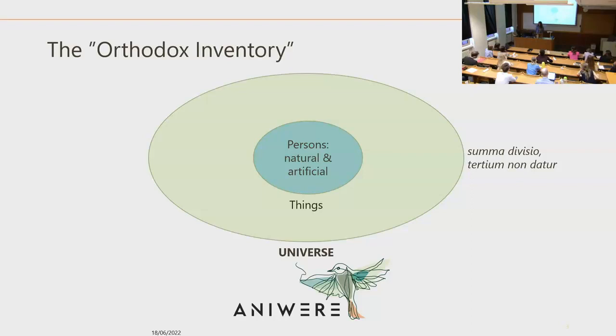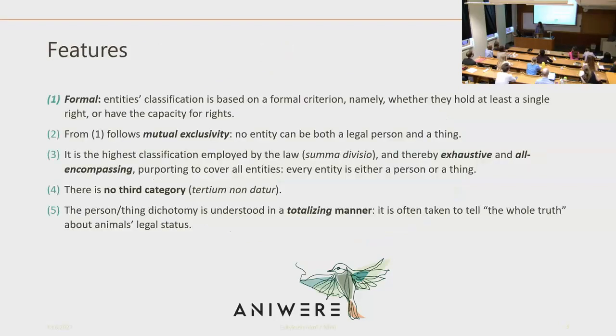Sometimes you encounter these two Latin phrases: summa divisio, which means that this is the highest possible classification, so there's no higher classification of the universe, and tertium non datur, which means there is no third. There is no third category, and this is in a way true by definition. So here we actually have some features of the orthodox view.